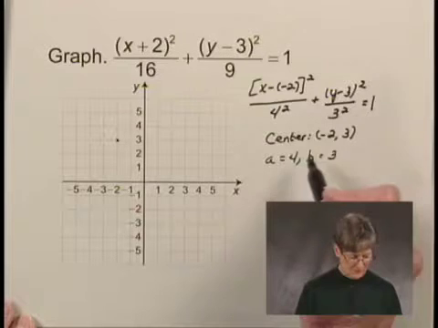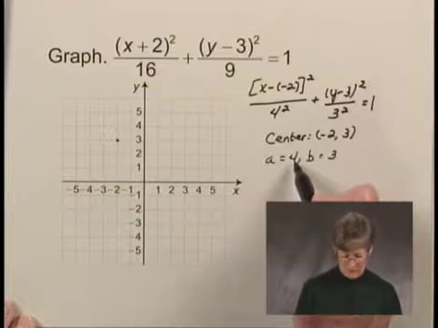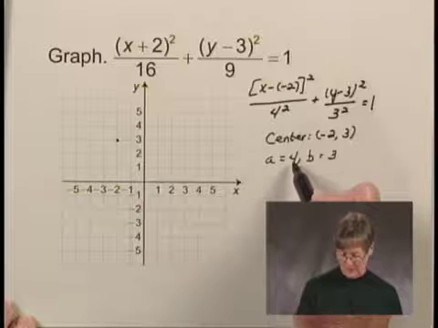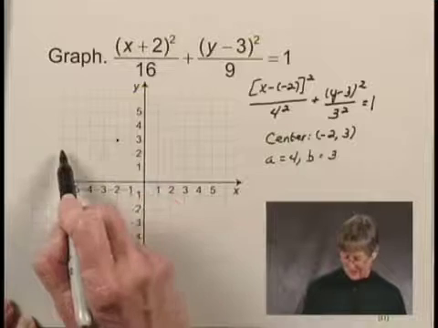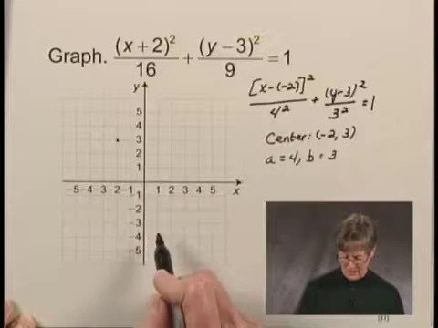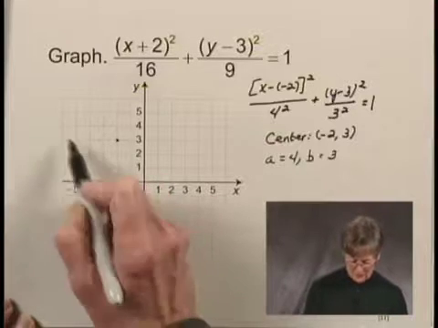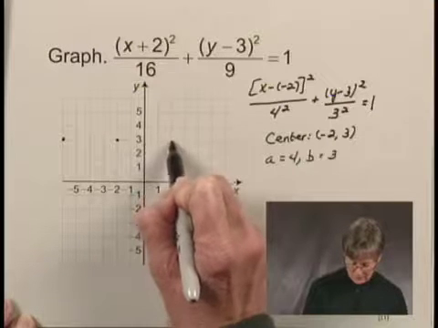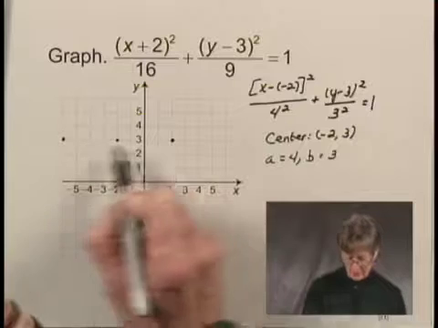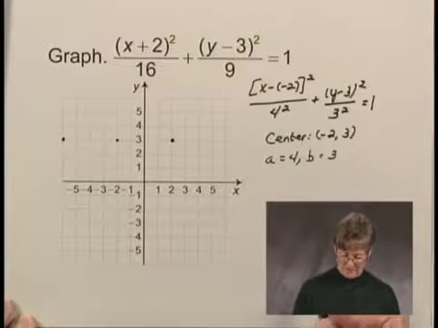Now, if a is 4, that means that I have 2 points on the ellipse. One is 4 units to the left of the center, and one is 4 units to the right of the center. So if I go 4 units to the left and 1, 2, 3, 4 units to the right, these are 2 points on the graph of the ellipse.